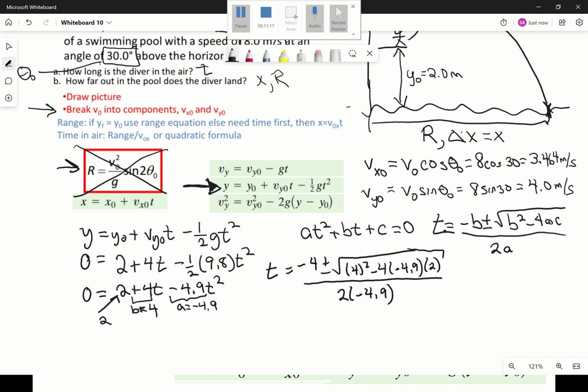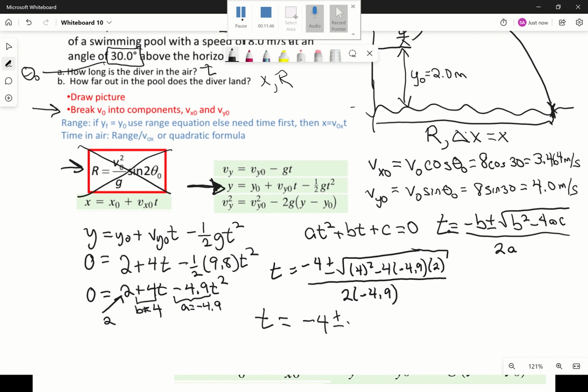If I plug that into the calculator, let me do a couple of steps here. First of all, what I usually do is I solve for what's inside that square root sign. So I'll say t is equal to negative 4 plus or minus the square root of 50 some, which ends up to be 7.43, divided by, in the denominator, 2 times minus 4.9. So that's minus 9.8.